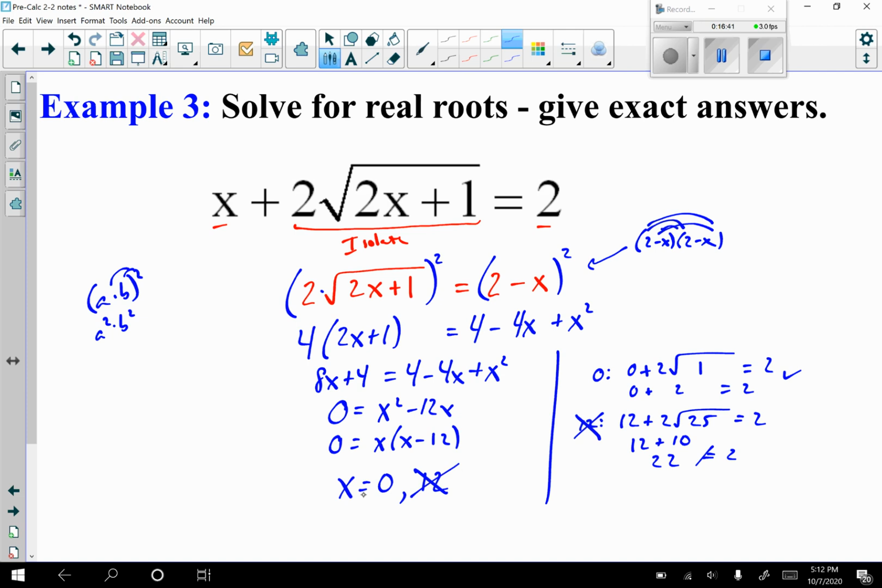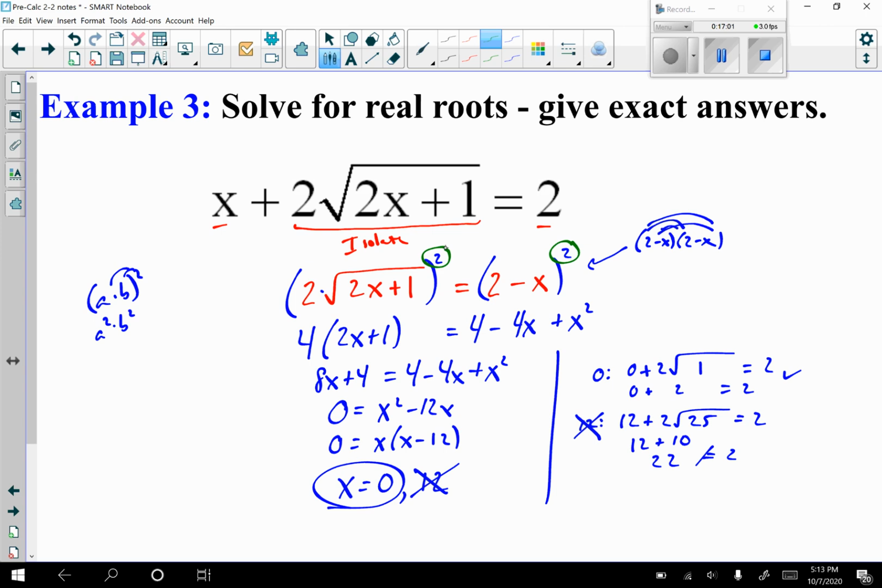Okay. Now, the only answer to this one is x equals 0. That's all you have to tell me. You found all the solutions in 0. You don't have to tell me that 12 is extraneous. You just have to know not to put that in your answer. You have to check. Now, what caused that? The thing that caused it here is squaring both sides.